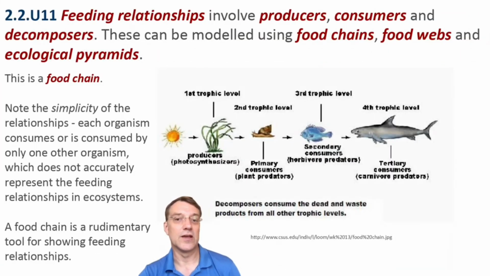Feeding relationships in ecosystems involve producers, consumers, and decomposers. These relationships can be modeled using food chains, food webs, and ecological pyramids. Each approach offers different insights into ecosystem structures and the way those ecosystems work.